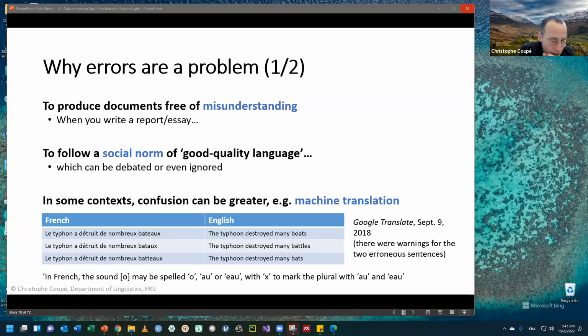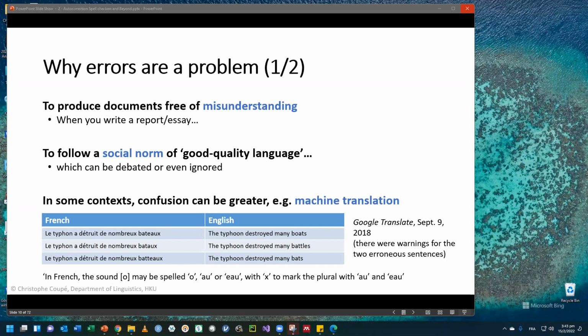And in some contexts, additionally, confusion can be even greater. So, for instance, we may consider machine translation. I have written 3 sentences in French. At that time, I did it myself, and then I checked the translation in English provided by Google Translate. There were some warnings, but still, this is what I got. The first sentence in French is correct. The typhoon destroyed a large number of boats.